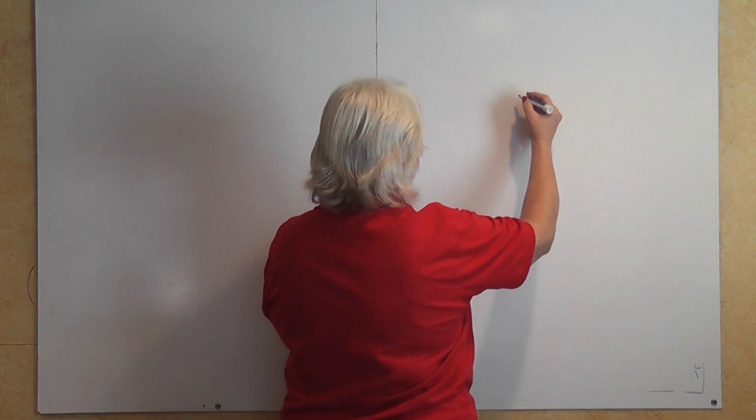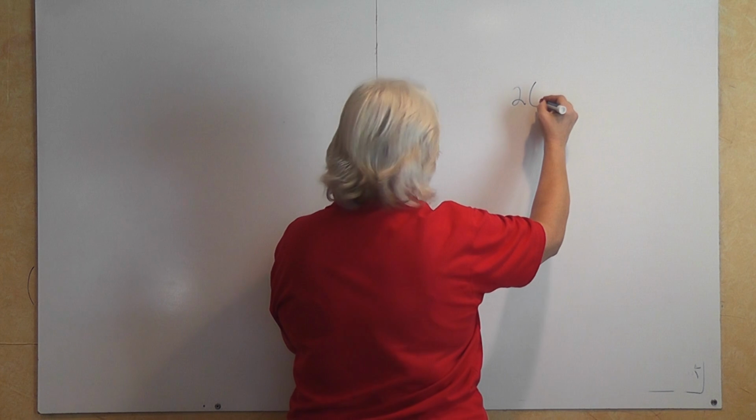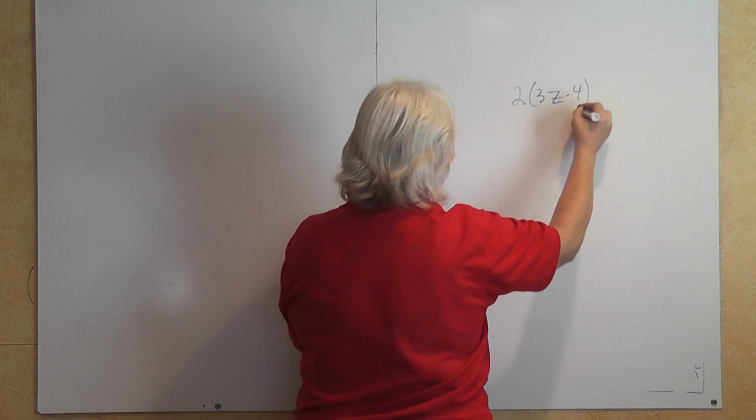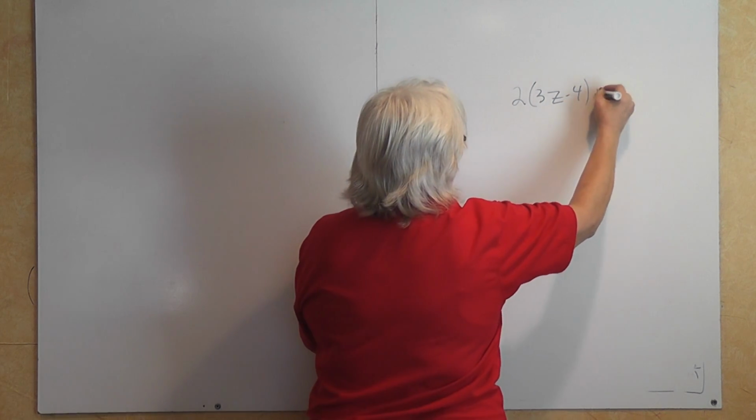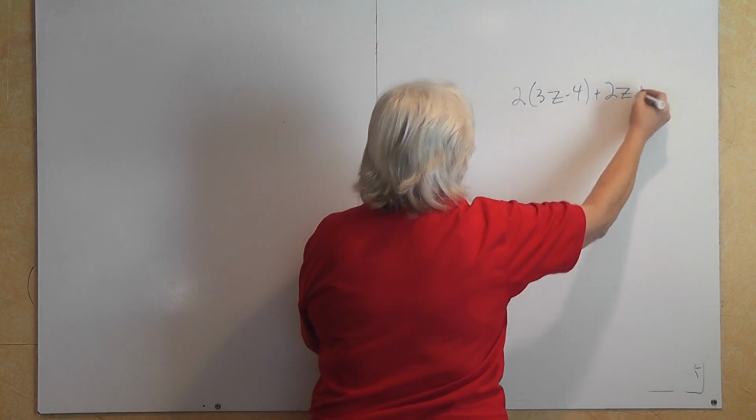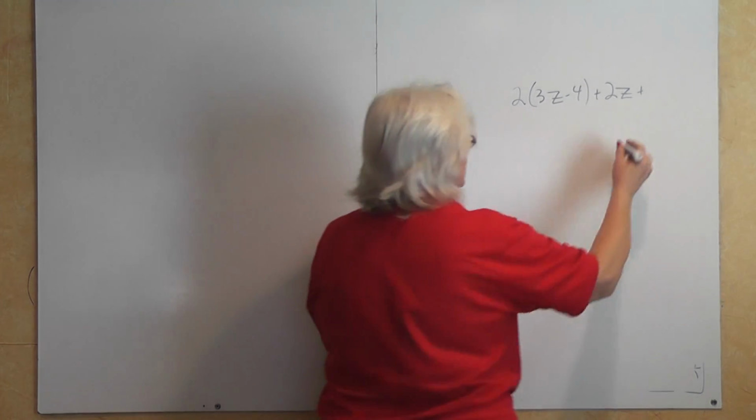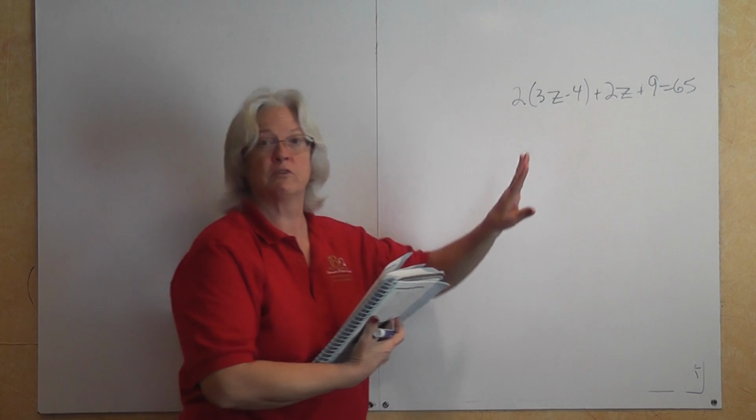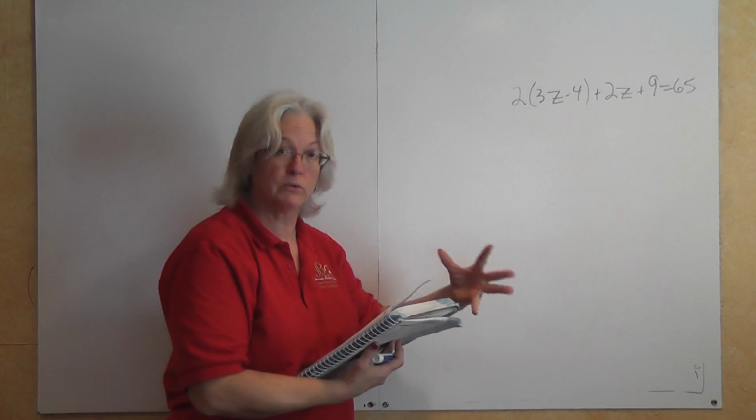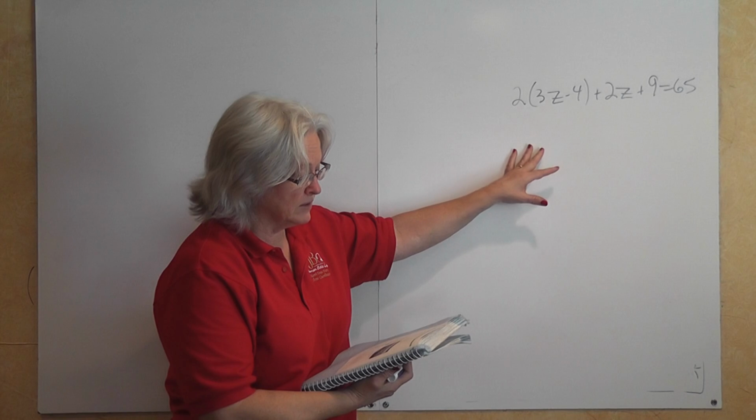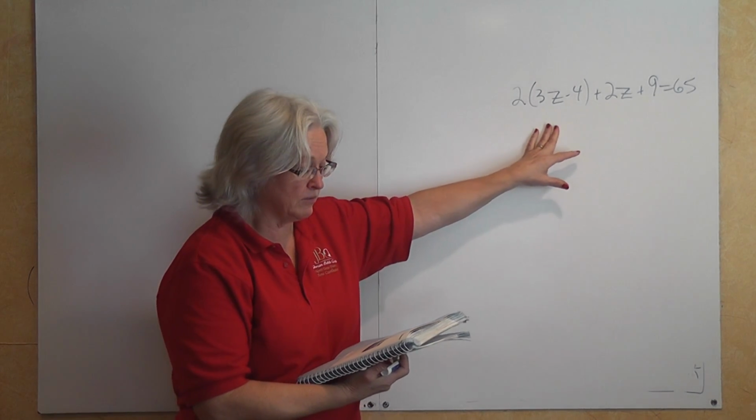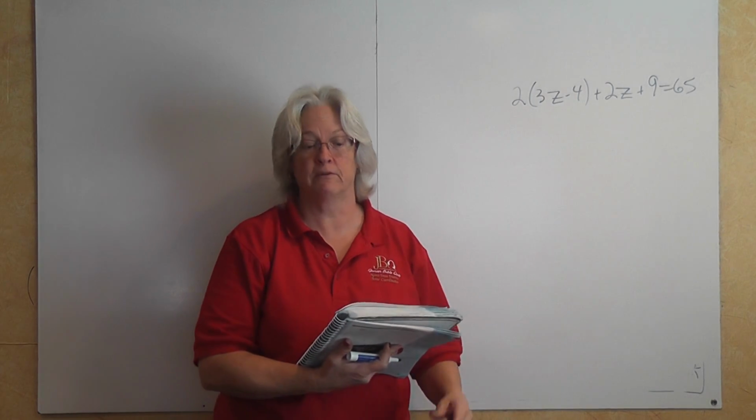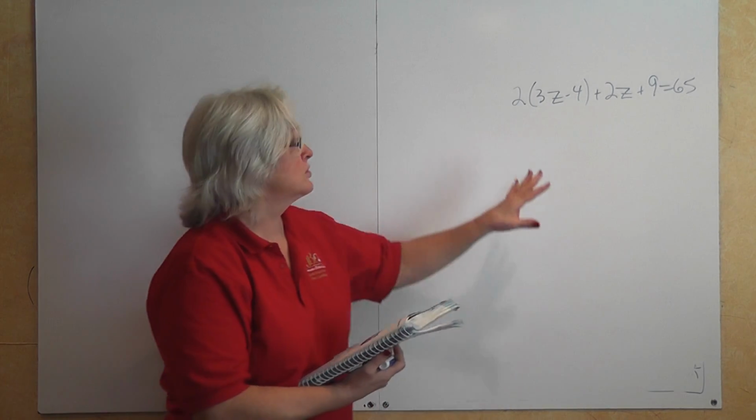First we have 2 times the quantity 3z minus 4, plus 2z plus 9 is equal to 65. As I said, after you've copied a problem down, make sure you take the time to go back. Make sure you've gotten it correct. 2 times quantity 3z minus 4 plus 2z plus 9 is 65. What's the first thing that you're going to do here?